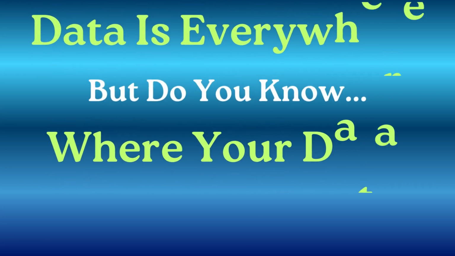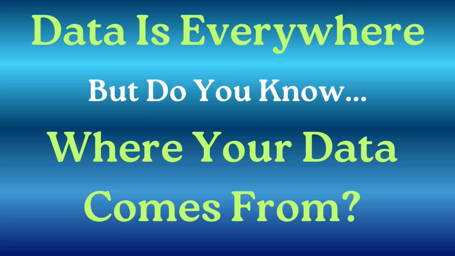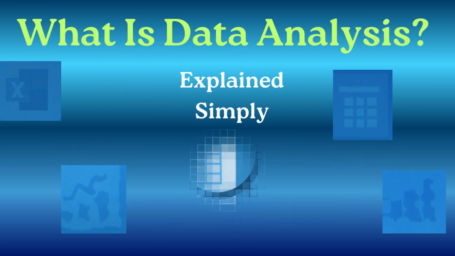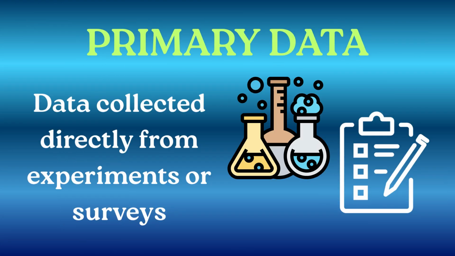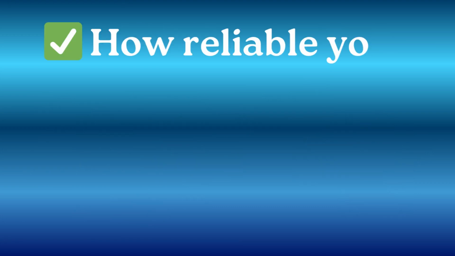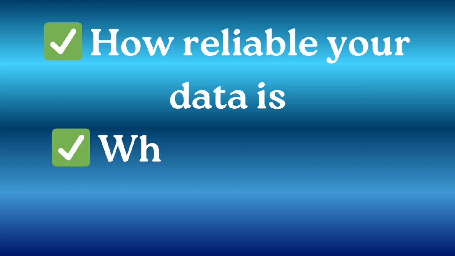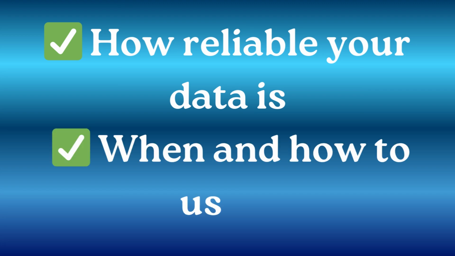Data is everywhere, but not all data is collected in the same way. In data analysis, we often deal with two main types, primary data and secondary data. Do you know where your data comes from? Understanding the difference not only tells you how reliable your data is, but also when and how you should use it.